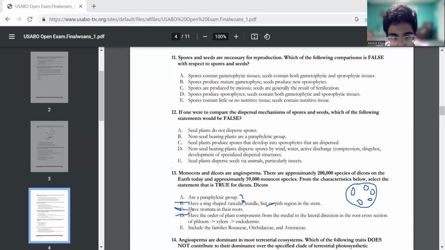And then E includes the family Rosaceae, Orchidae, and Asteraceae. Well, I already know orchids are monocots, so that's definitely incorrect. So, okay, by process of elimination, we can conclude that dicots are a paraphyletic group. So from this, I think clearly I need to review these paraphyletic, monophyletic, and polyphyletic groups, like that evolutionary history stuff and making cladograms. But other than that, that was questions 1 to 13 on the USABO Open Exam.